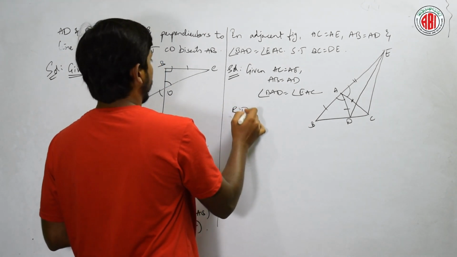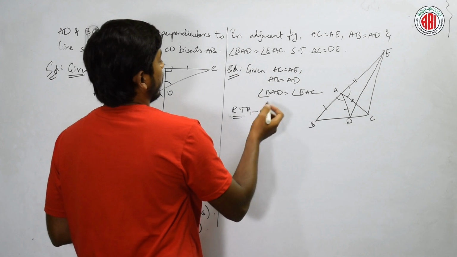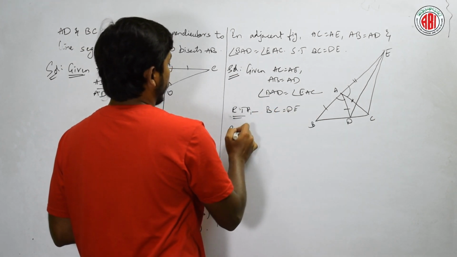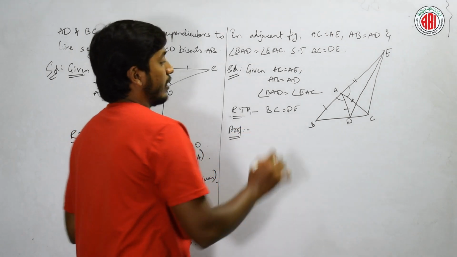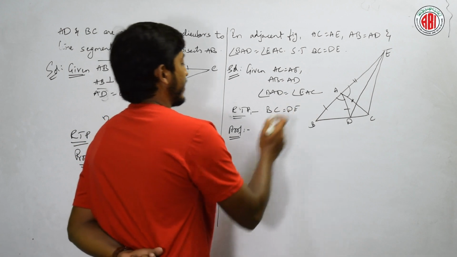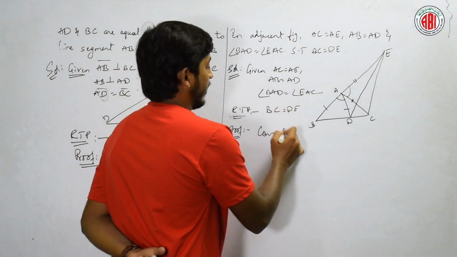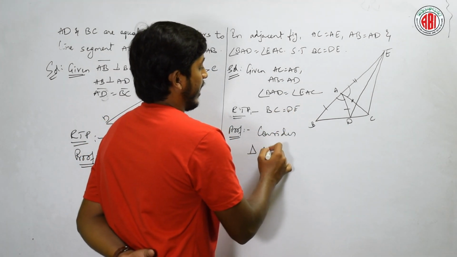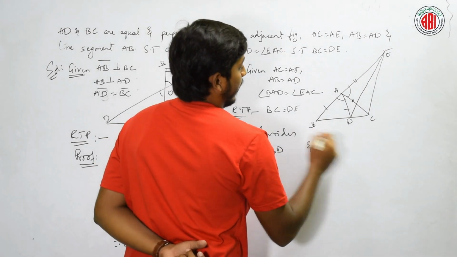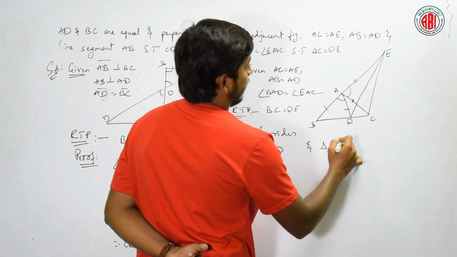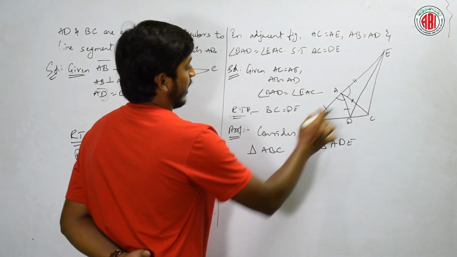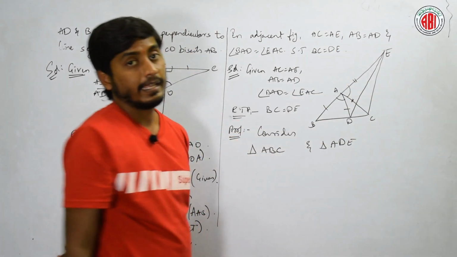RTP, we have to prove BC equal to DE, right. Now write the triangles to which they are referring to. Let us consider triangle ABC, and triangle ADE, clear.